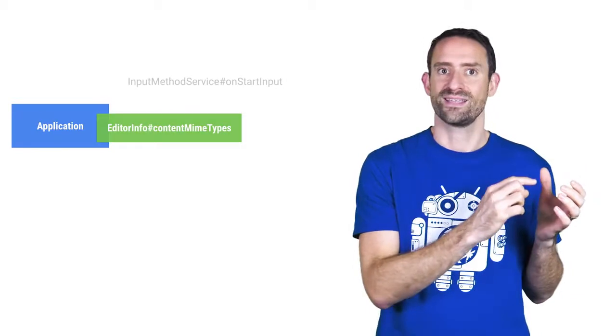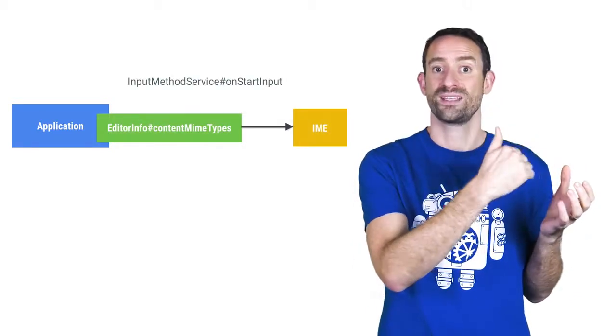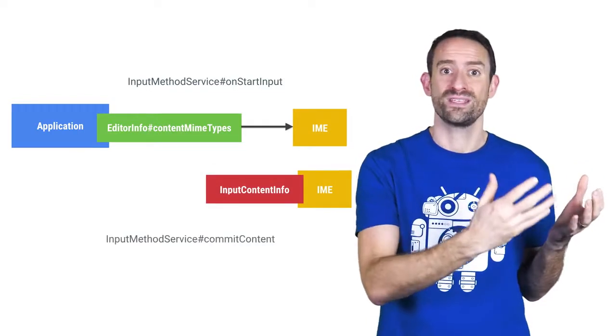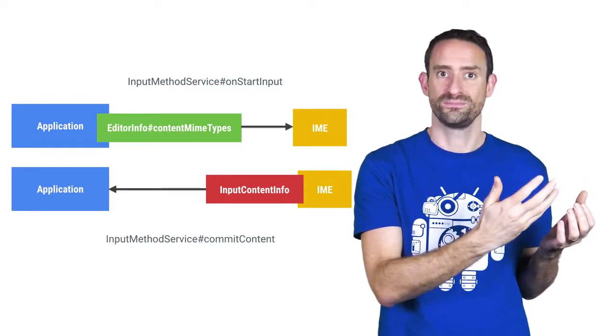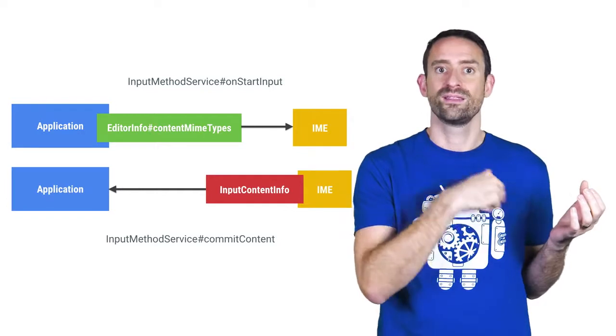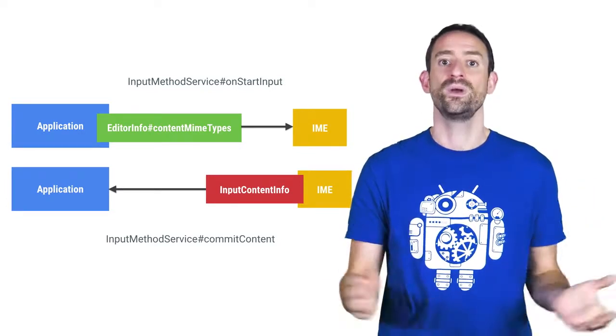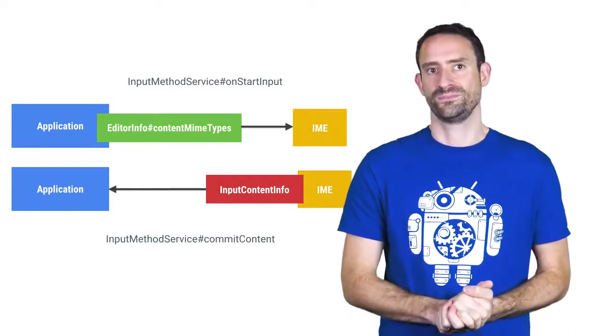The flow goes like this. When the user taps on an edit text, the editor sends a list of MIME types it can accept to the keyboard. The keyboard reads those lists and displays content of those types to the user. When the user selects an image, the keyboard calls commit content and sends that content to the editor. We're going to look at the flow for app developers first.